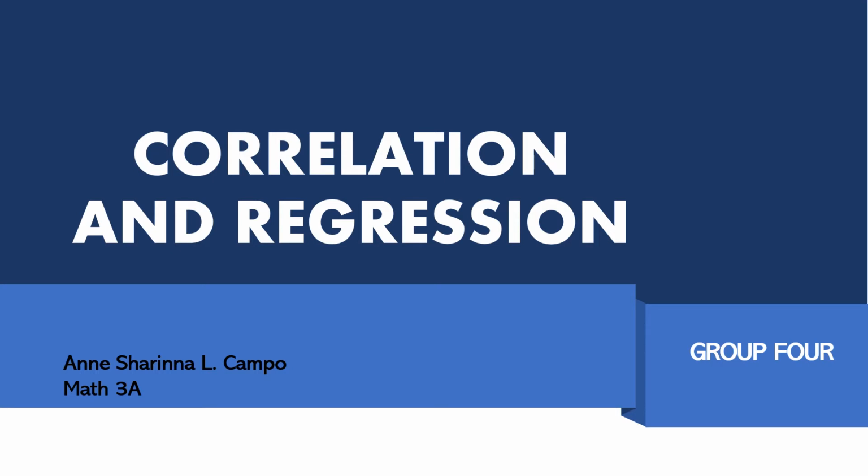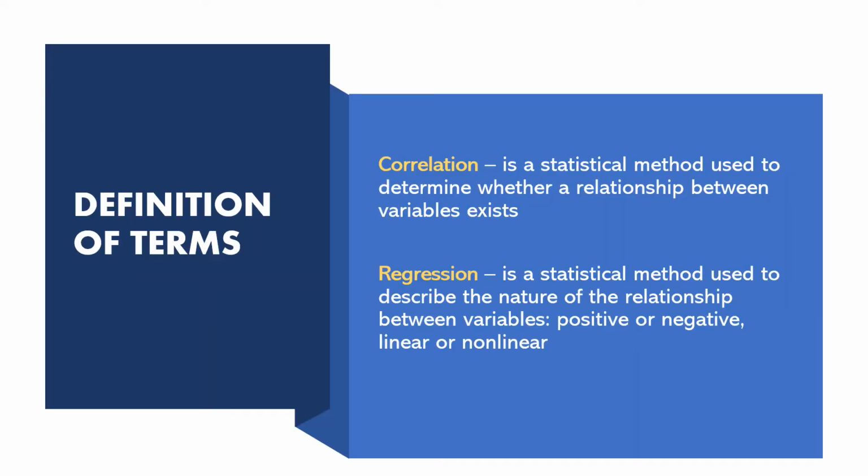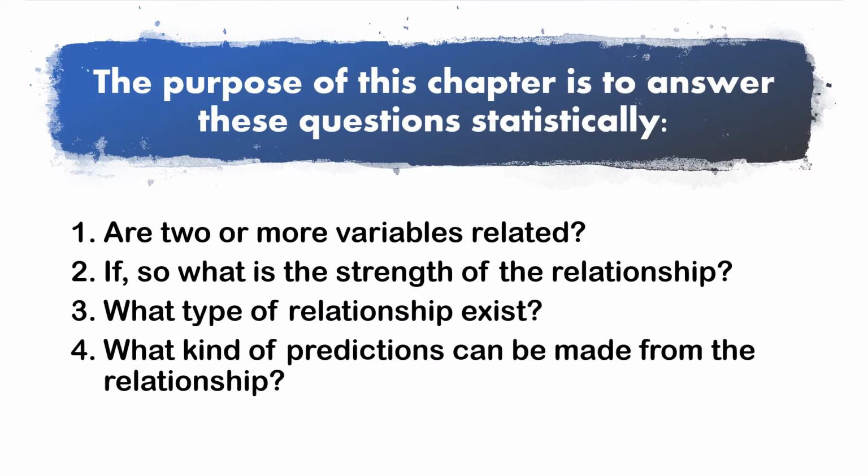Our topic is about correlation and regression, another area of inferential statistics that involves determining whether a relationship exists between two or more numerical or quantitative variables. Correlation is a statistical method used to determine whether a relationship between variables exists, and regression is a statistical method used to describe the nature of the relationship between variables, positive or negative, linear or nonlinear. The purpose of this chapter is to answer these questions statistically.